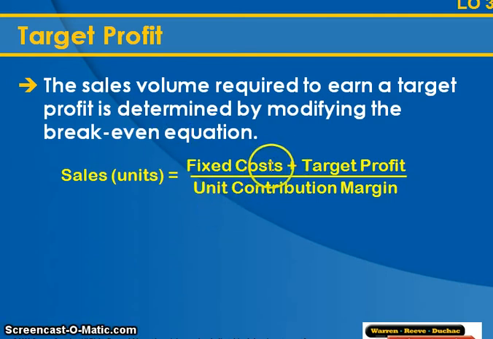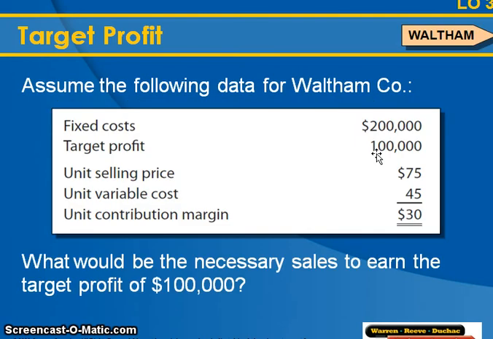You've got your fixed costs. Before it was fixed cost over unit contribution margin. Now it's fixed cost plus the profit you want to make over unit contribution margin. All right, so here's some data. We've got $200,000 in fixed cost. Our target profit is $100,000. We'd like to make $100,000. And here's our unit contribution margin information. We make $30 a piece.